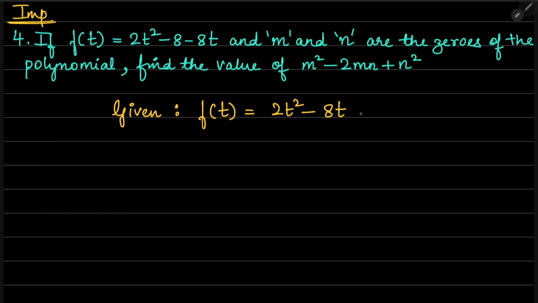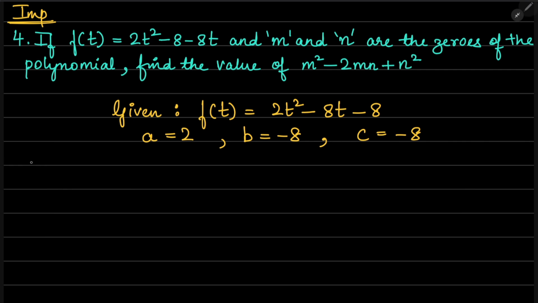I'm going to rearrange it. Minus 8. So what are the coefficients? A is nothing but the coefficient of t square, which is 2. B is nothing but the coefficient of t along with the sign. So it's minus 8. And C, which is the constant. So A is the coefficient of t square, 2. And then B is nothing but coefficient of t. And the constant, which is C, is nothing but minus 8.